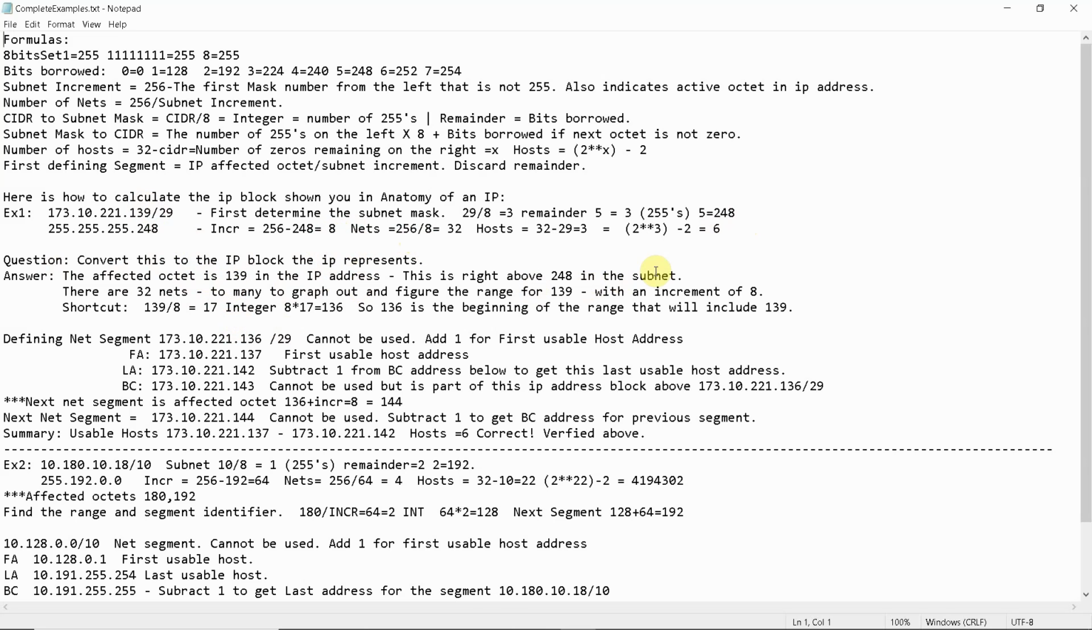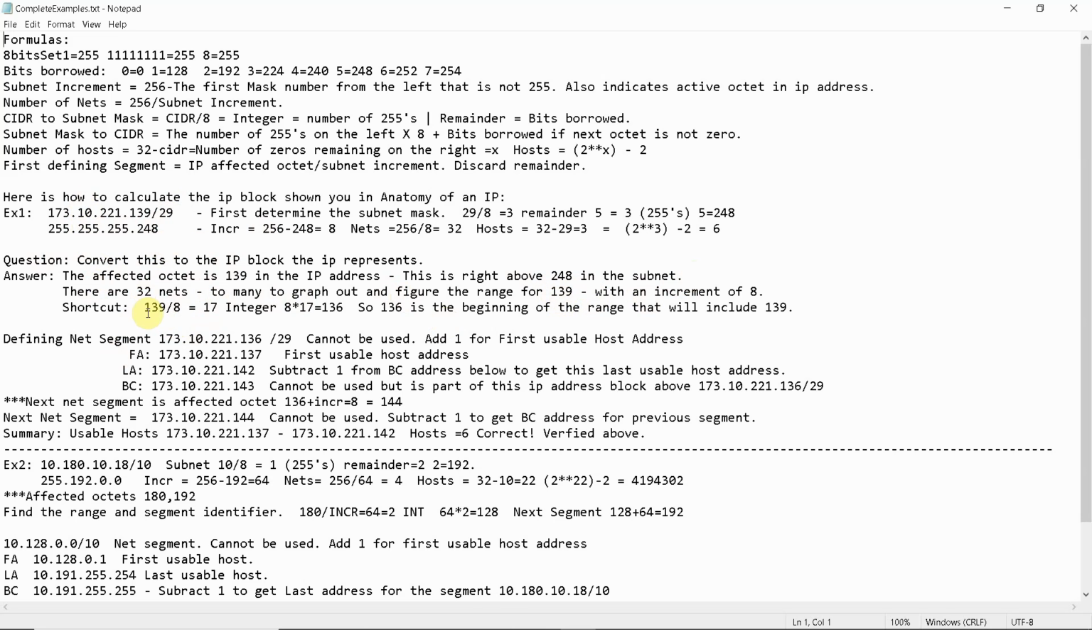This is right above 248. Of course, it's also just going to be in the exact same position as whatever it is on the bottom. So if it was in octet 2, it'd be in octet 2 here or here, whatever. So there are 32 nets. That's too many to graph out and figure out the range for 139, okay? It has an increment of 8.